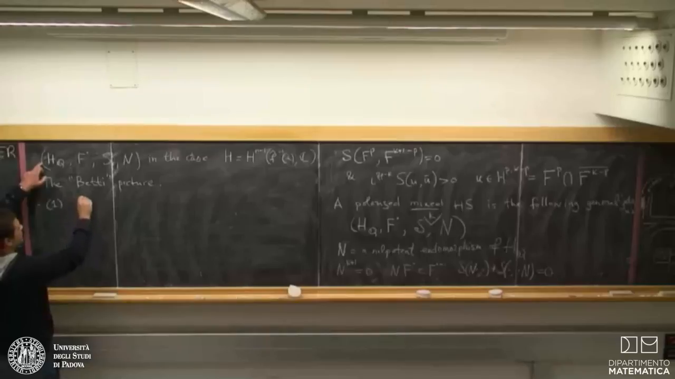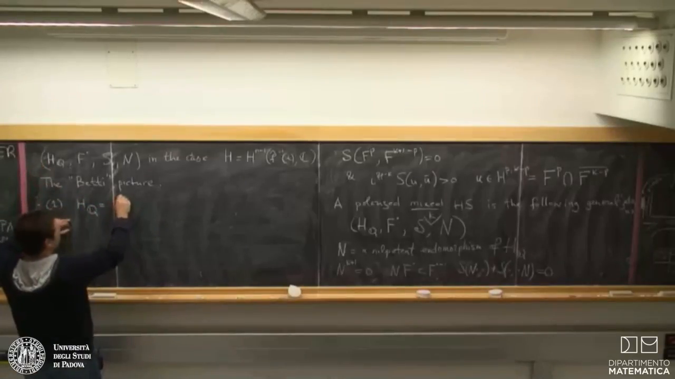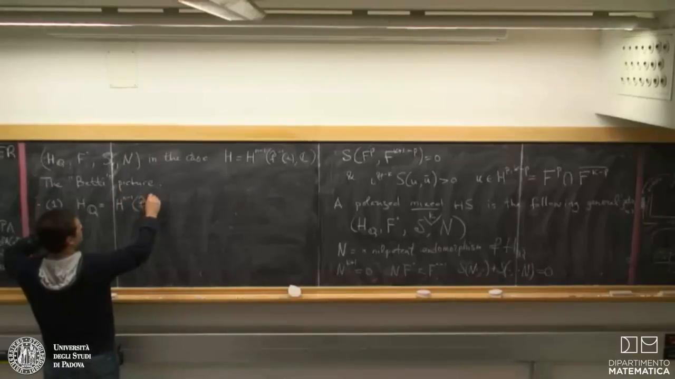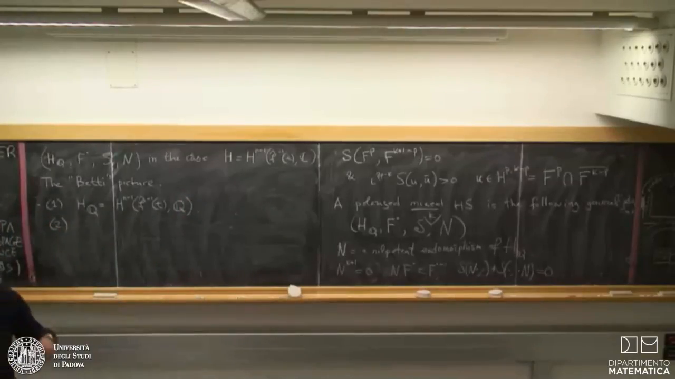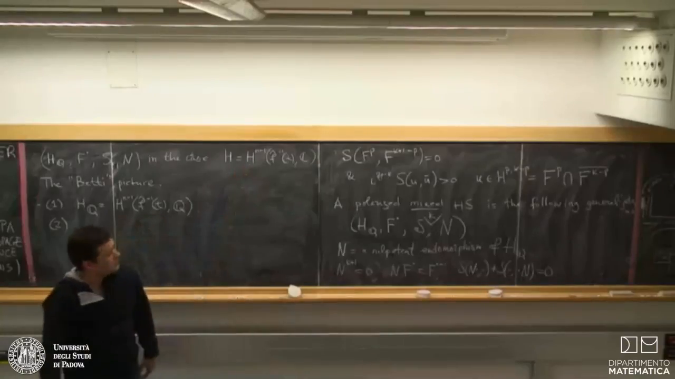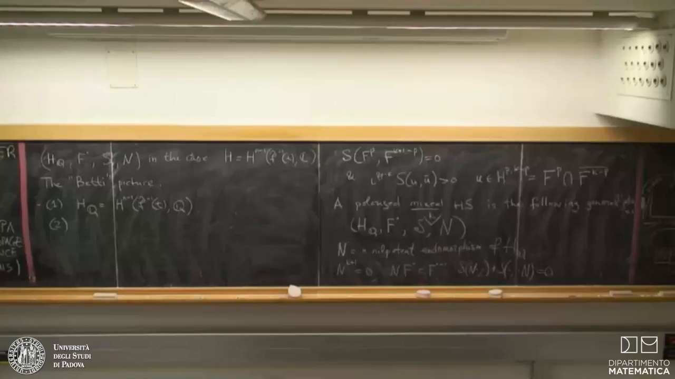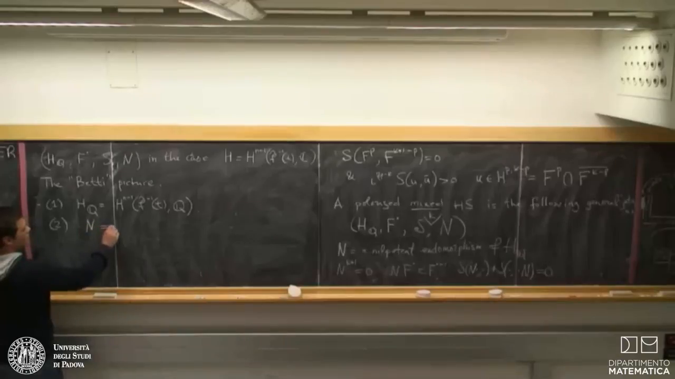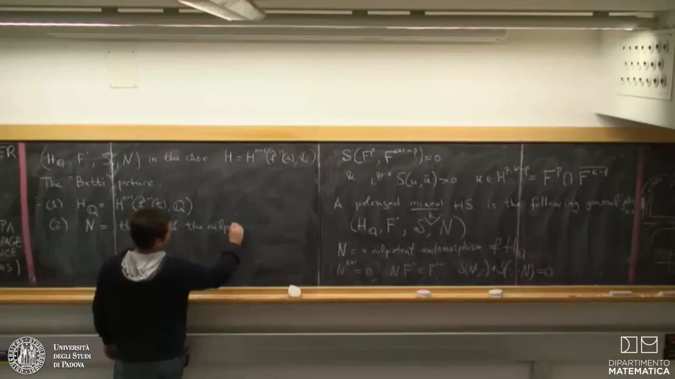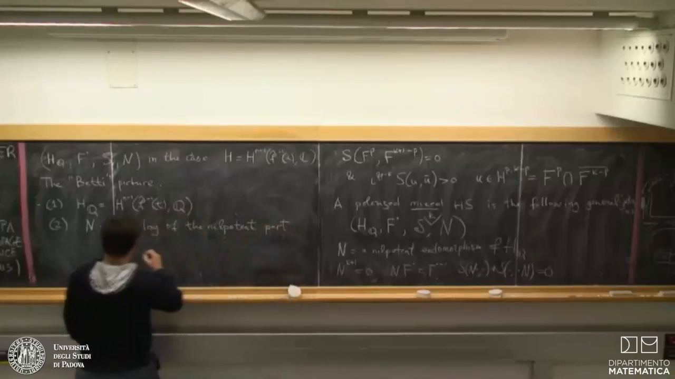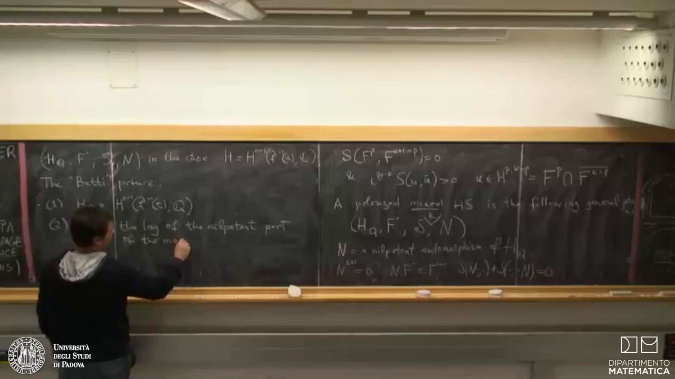So this is, of course, just the image of the cohomology groups with rational coefficients. Now you have a monodromy transformation acting on this cohomology group. You just go counterclockwise around the origin in the punctured disk, and you get a transformation. So N is the log of the nilpotent part of the monodromy.